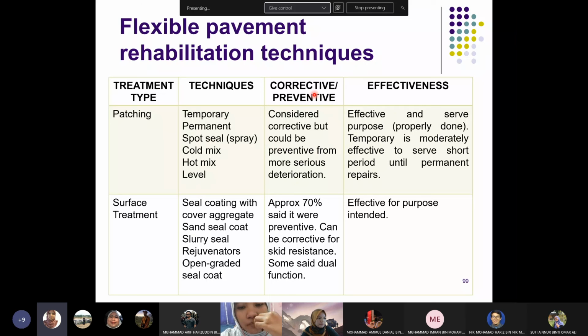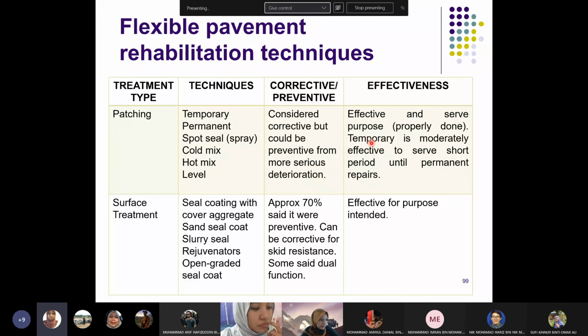Alright, whether it is corrective or preventive, untuk surface treatment, it is said that approximately 70% is preventive. Can be corrective for skid resistance, some said dual function, effective for purpose intended. Right, so kalau kita tengok 70% preventive, so kita nampak dia satu treatment yang bagus lah untuk prevent from road being more damaged or worsen.